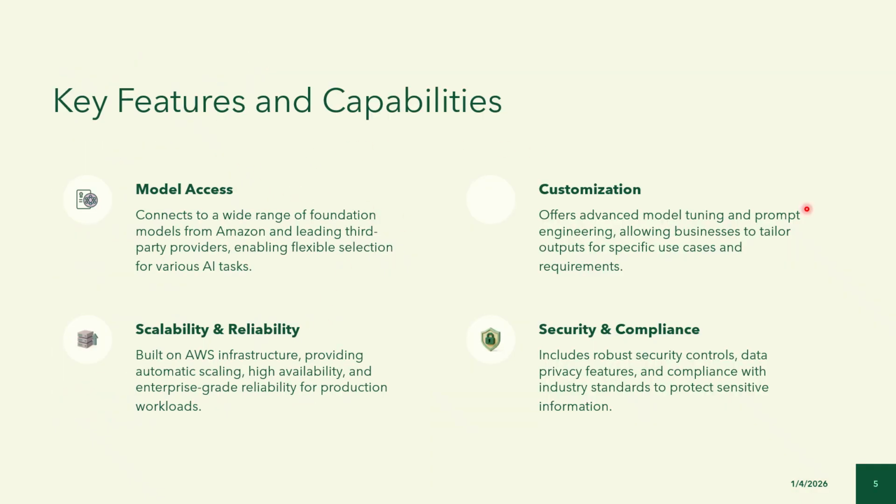So key features and capabilities. AWS Bedrock offers a set of core capabilities, including the seamless integration with foundation models from Amazon and third-party providers, customized model tuning to adapt outputs to unique business needs, built-in scalability and reliability on AWS infrastructure, and robust security controls. It supports generative AI tasks like text generation, summarization, image generation, and more, making it a versatile platform for diverse AI applications.